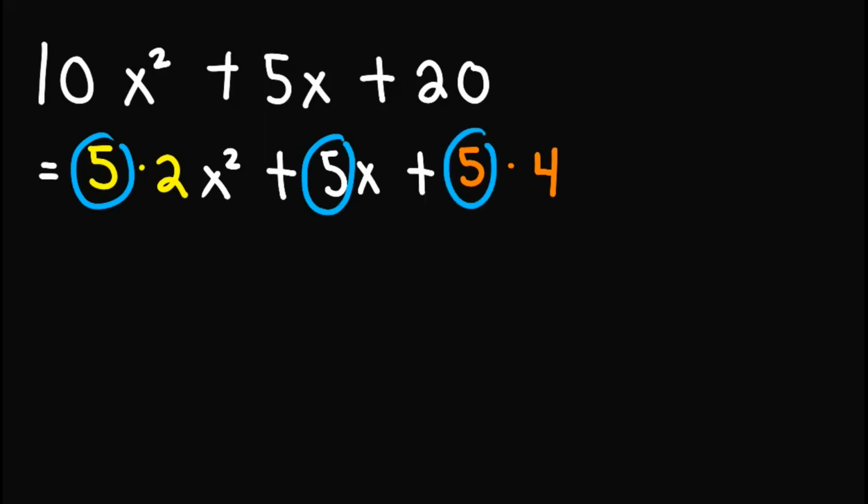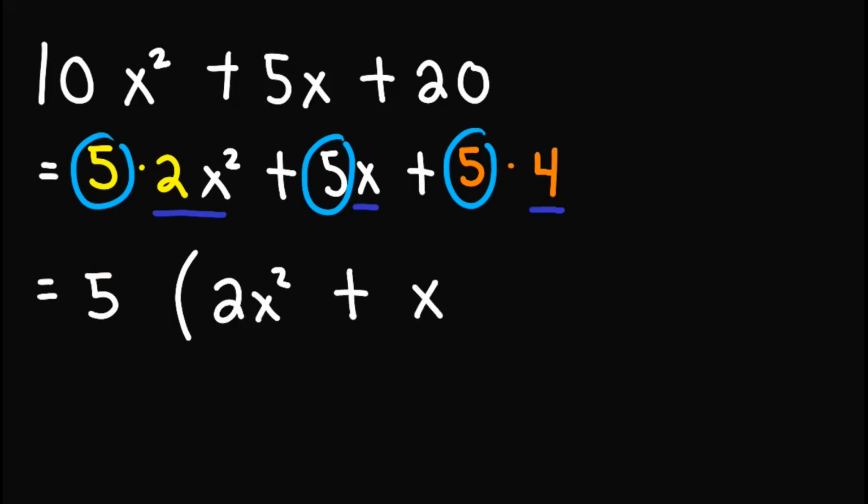So we can factor that one out. By factoring that one out, we'll have 5 out here multiplied by what's left inside, which are 2x squared, x, and 4. So we'll have here 2x squared plus x plus 4.